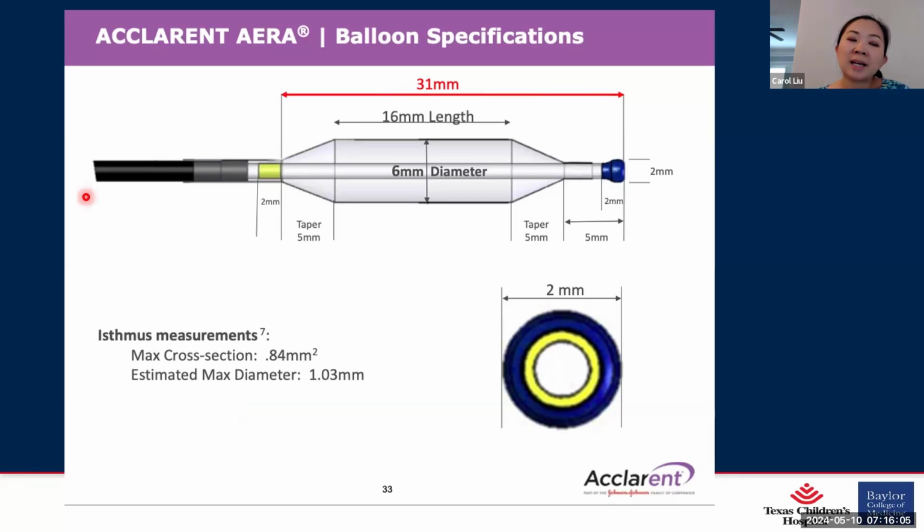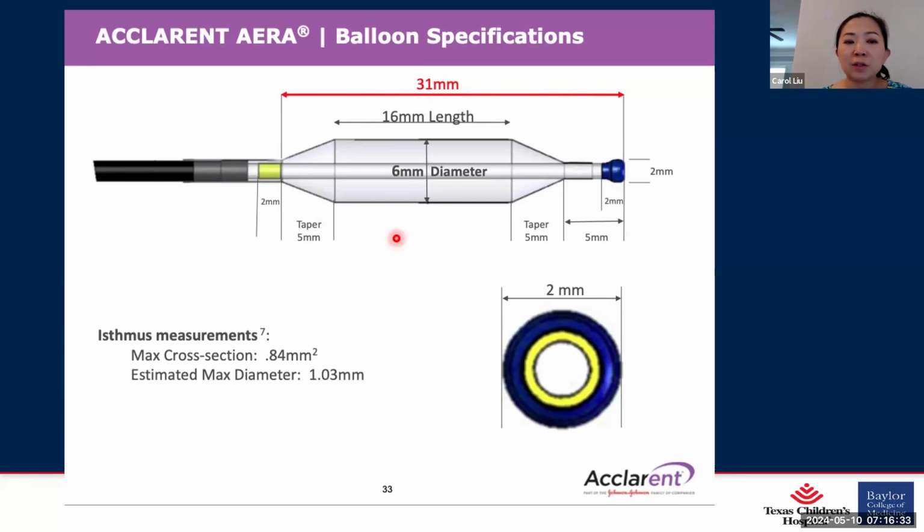I also like that the balloon has a venting port, which can double as a suction port in a case where there's a little bit more drainage or bleeding during the procedure. When you inflate the balloon, you're not putting pressure into the middle ear, thus decreasing potential trauma to the middle ear or the inner ear.